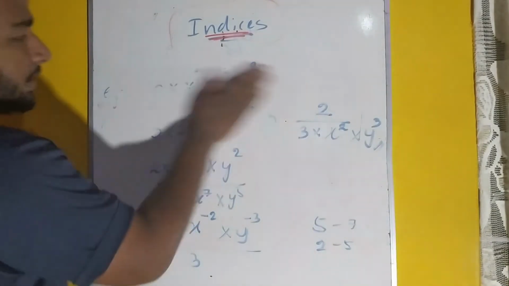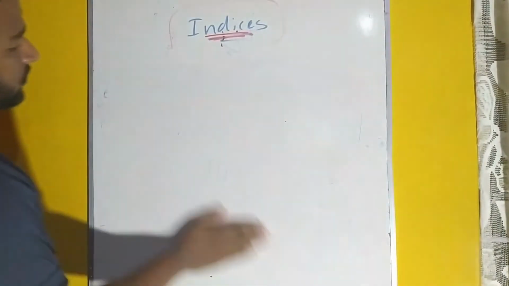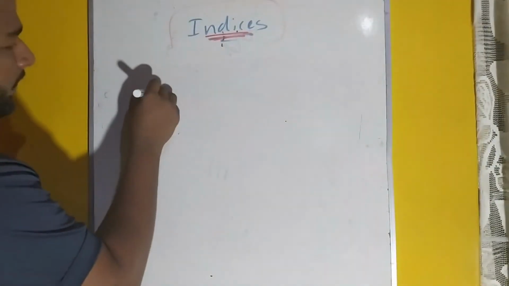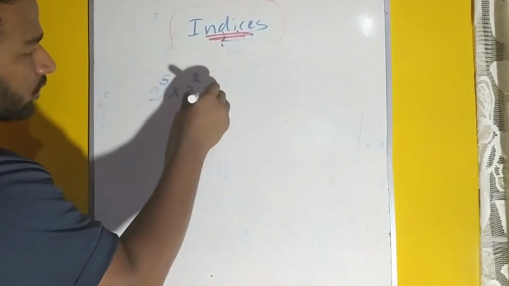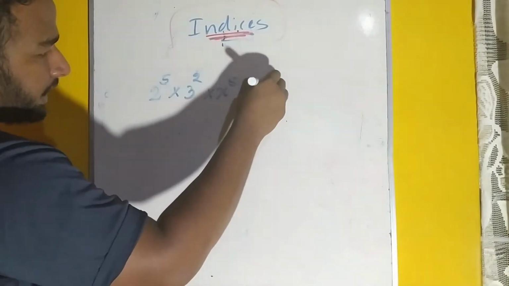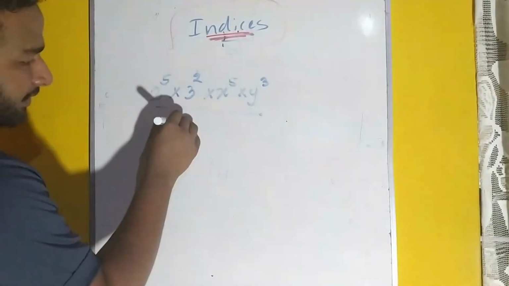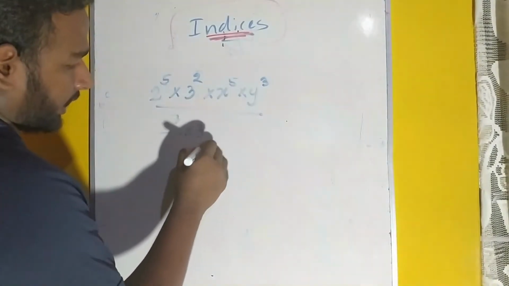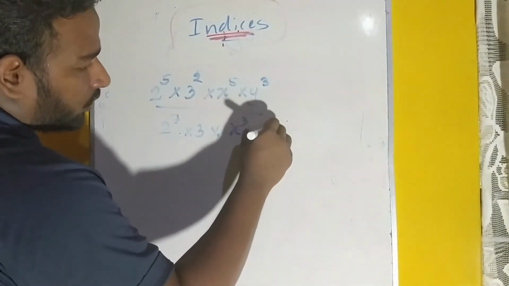So another example, let's come to another example. Just I am taking 2 to the power 5 into 3 to the power 2 into x to the power 5 into y to the power 3, over 2 to the power 7 into 3 into x to the power 3 into y to the power 5.